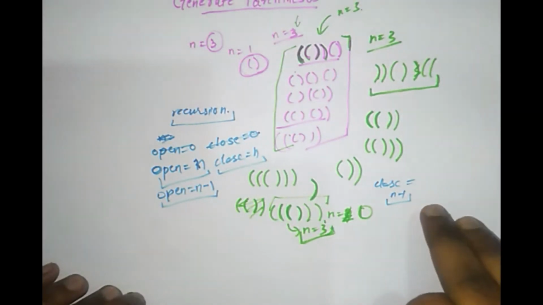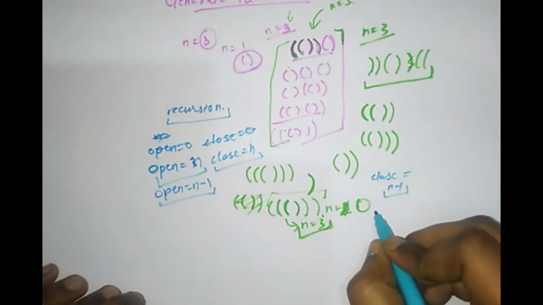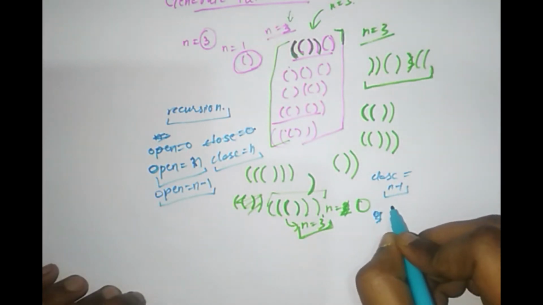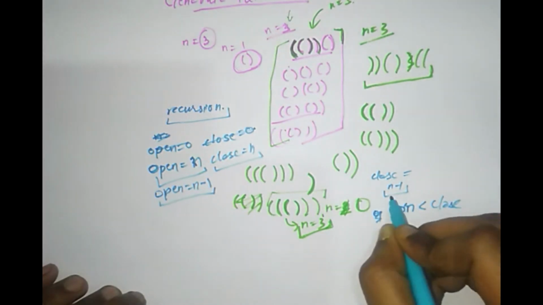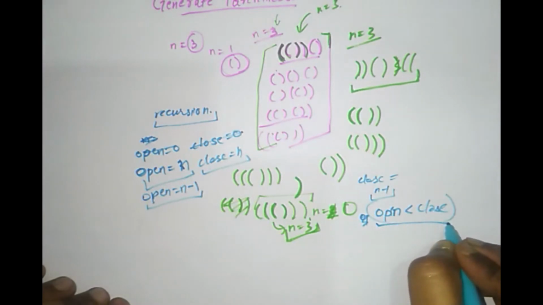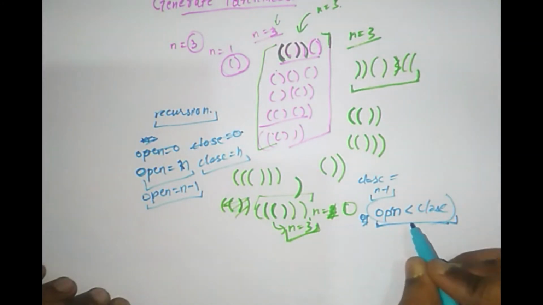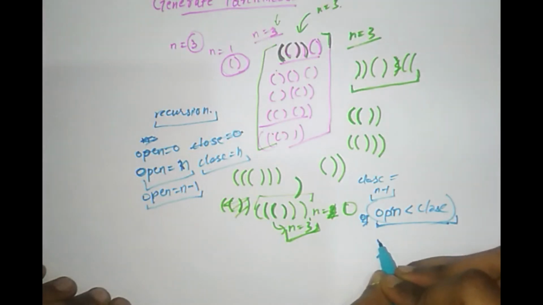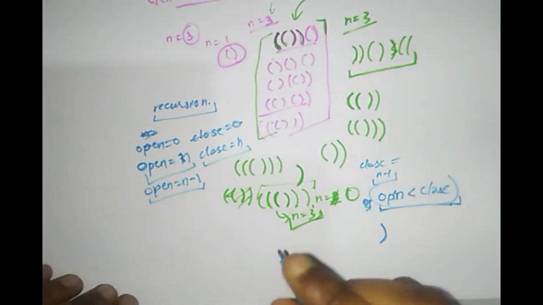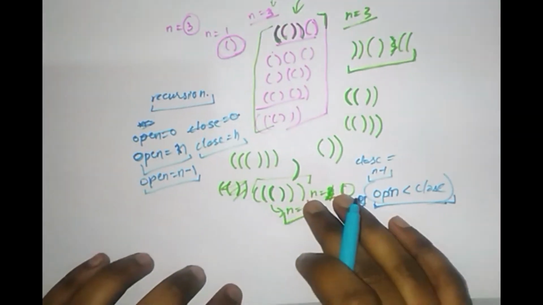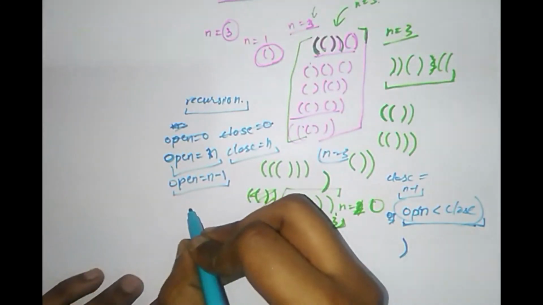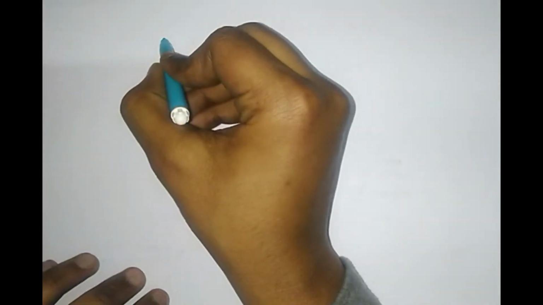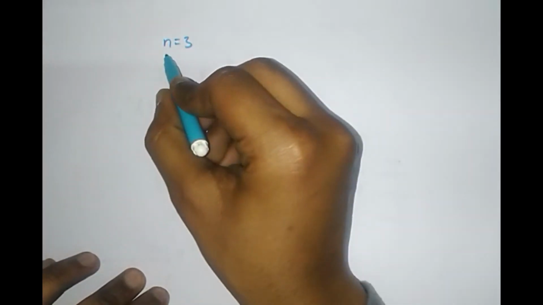I will close the bracket only when close is greater than open, meaning open is less than close. If this condition is satisfied, then only can I append a closing bracket to my string. Now let us take an example for n equals 3. Initially we have n equals 3 and an empty string.